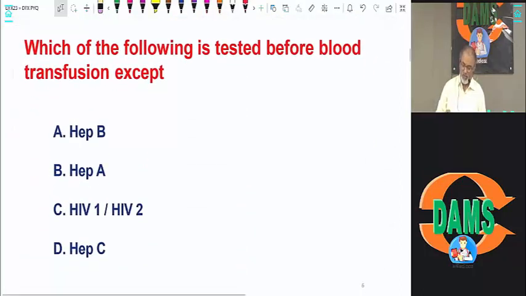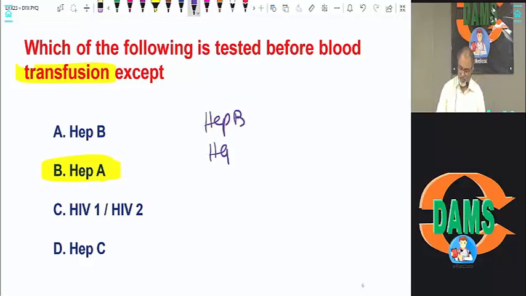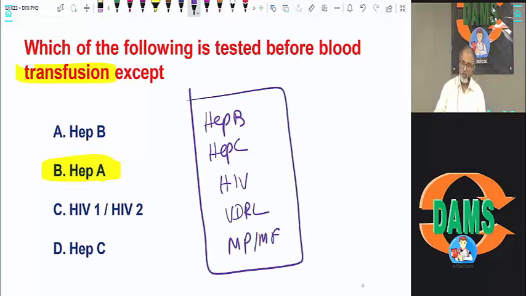Which of the following is not tested before transfusion? Yes, very good, hepatitis A. In India, you need to do hepatitis B, hepatitis C, HIV, VDRL test, and malaria parasite and microfilariae. These 5 tests you must do before transfusion.